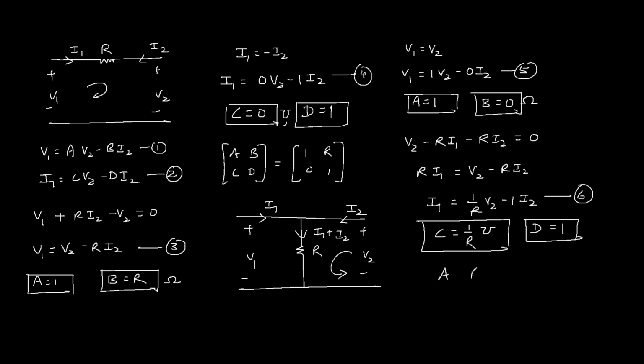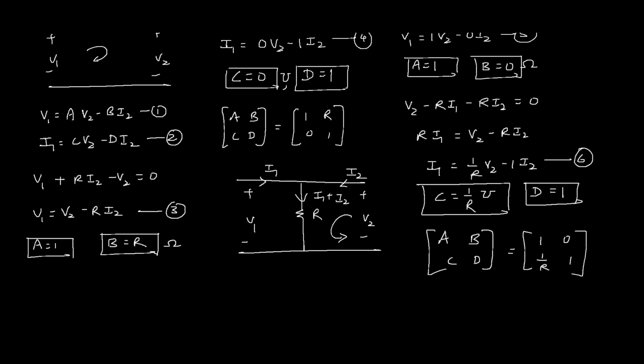So the ABCD matrix for this two-port network is [1 0; 1/R 1]. So that's how we find the ABCD parameters for the two-port circuit. Now let us do the analysis of a terminated two-port circuit.